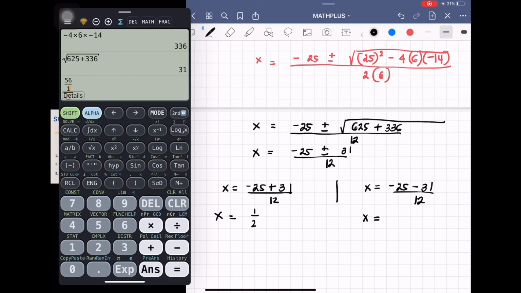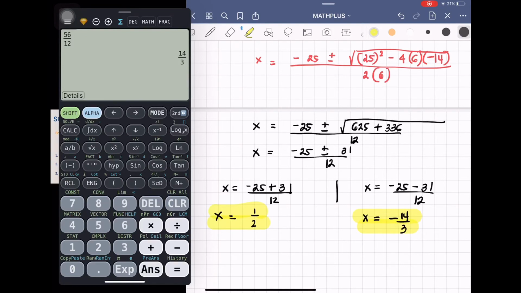So 56 over 12, right? That gives us 14 over 3. So that's negative 14 over 3. And these are our roots for the second equation.